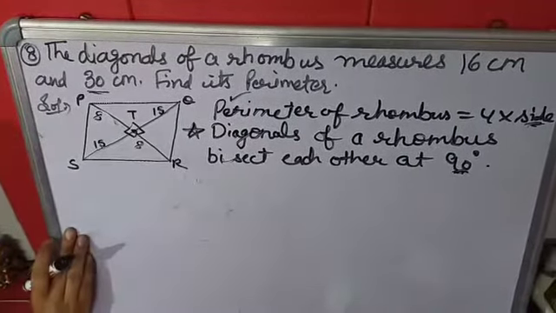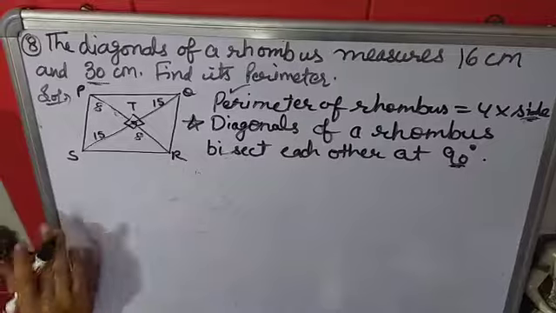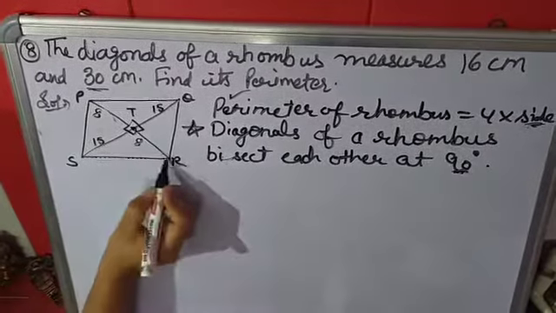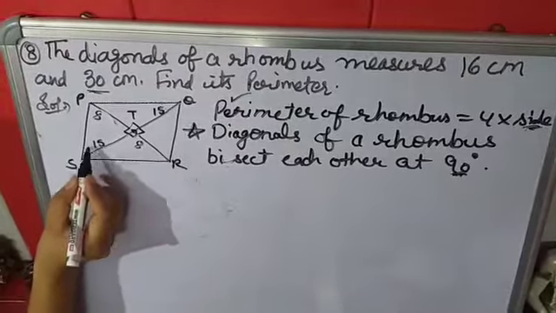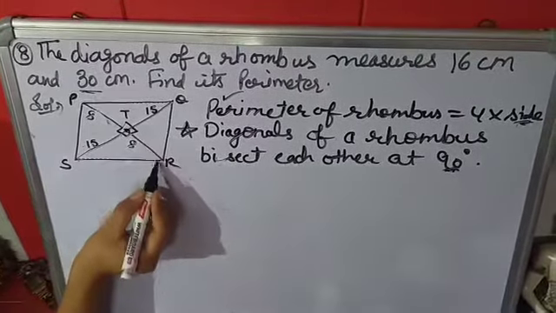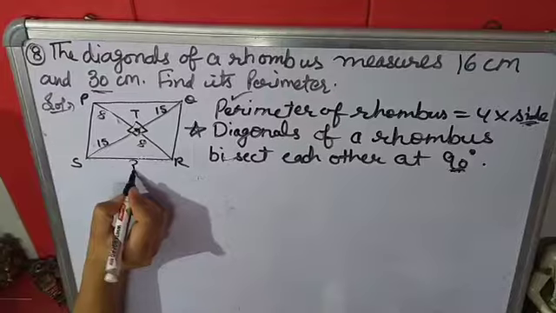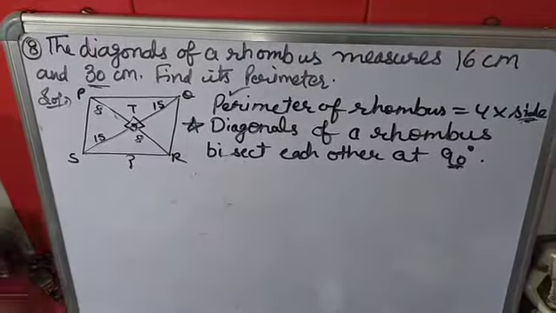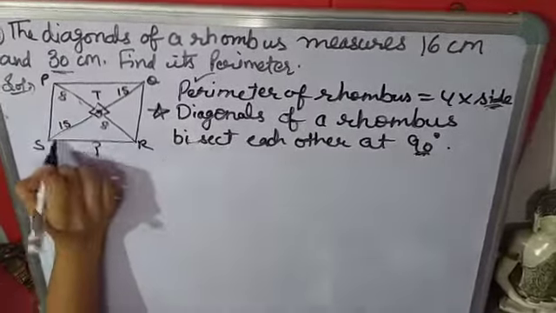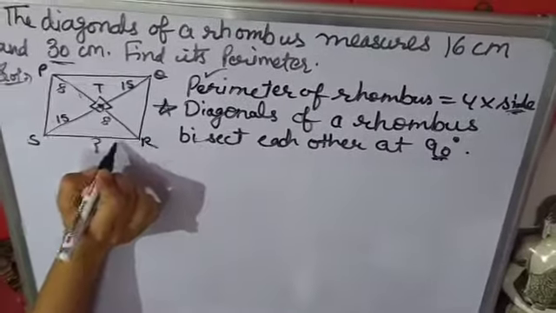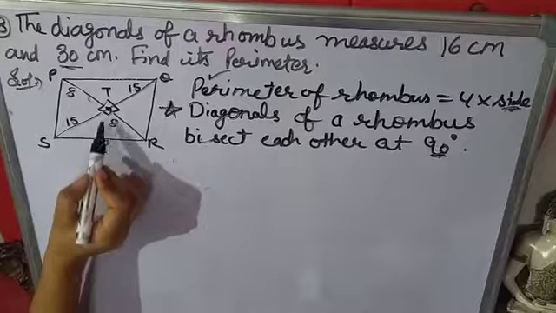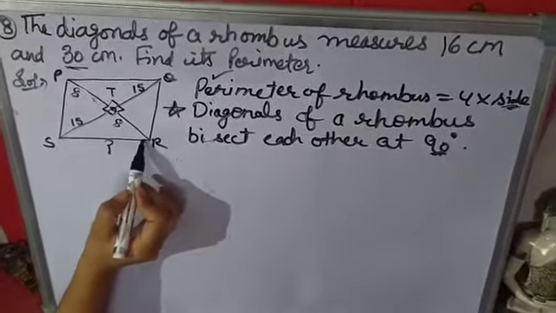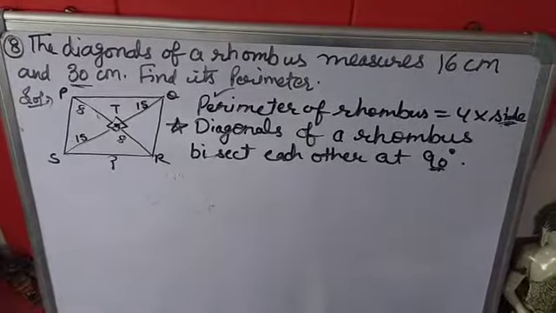So we will use here Pythagoras theorem, because this is a right angle triangle, 90 degree angle is there. This one side is given, that is 15. This other side is given, that is 8. You have to find this side. Now this side is hypotenuse. Why? Because this is 90-degree angle and the opposite side of 90-degree angle is hypotenuse. You have to find hypotenuse.